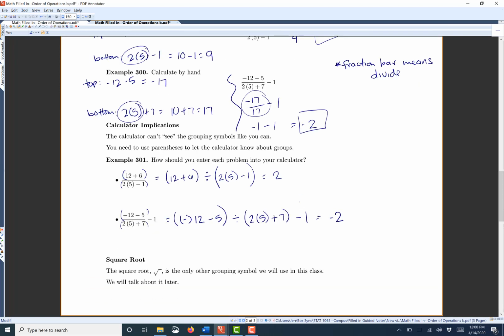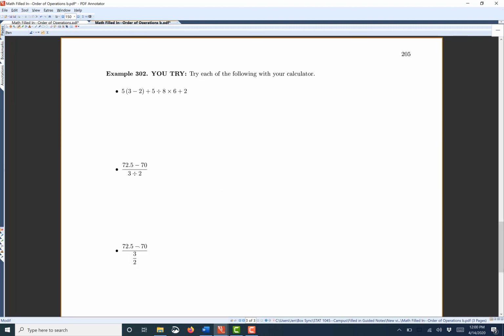The only other grouping symbol we will use in this class will be the square root, and we'll talk about that later. On the next page, you need to try to put each of these into your calculator. So we'll pause while you try and put it in.